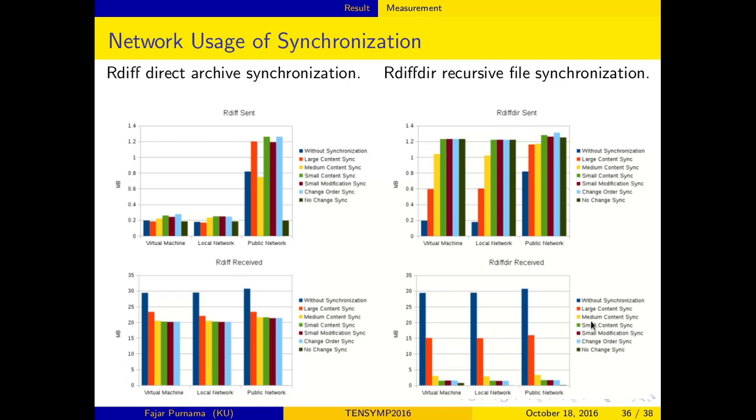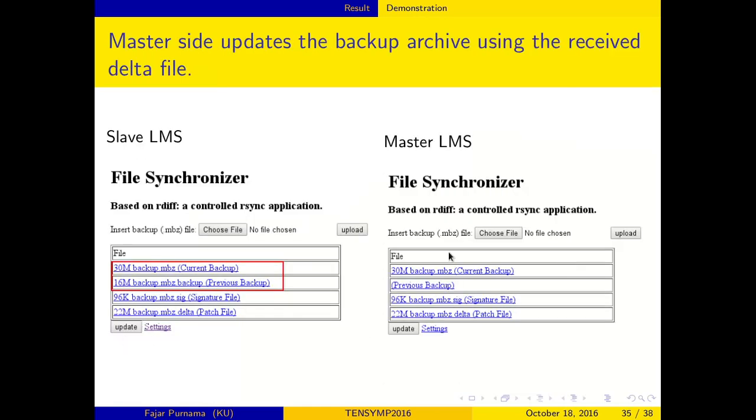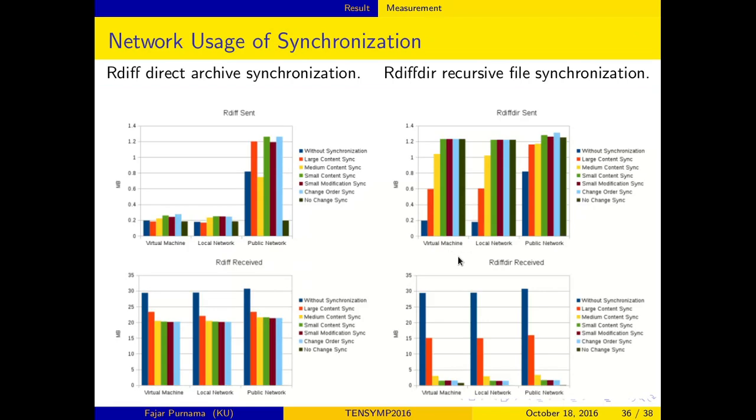Now on the receiving side, or the download side, here is how much the slave LMS needed to download to update from the master side. So without using synchronization, the slave side has to download the whole file, which is around 30 megabyte. And using rdiff-dir, we get the ideal result, where when there is a large content synchronization, a large revision on the course, it downloads a large amount of data, but still not as much as downloading the whole course.